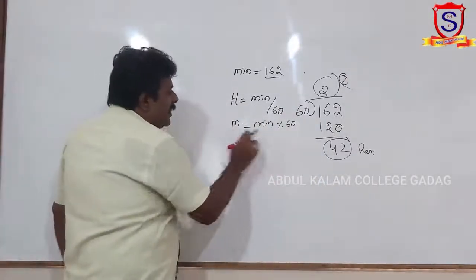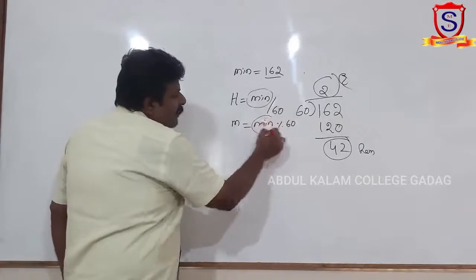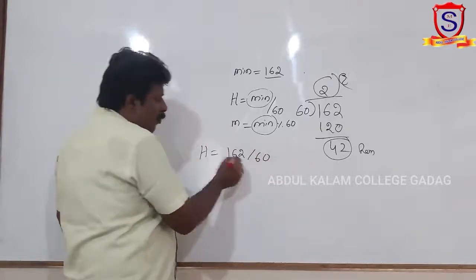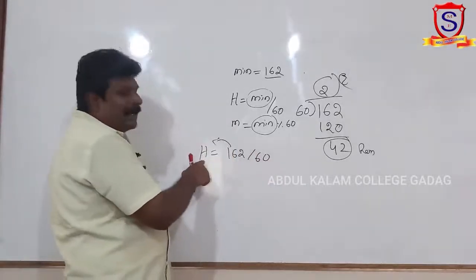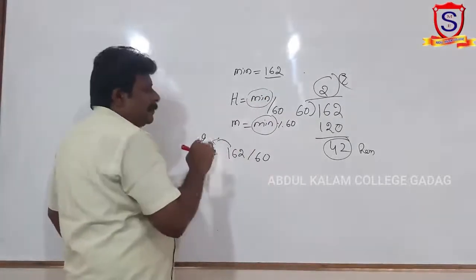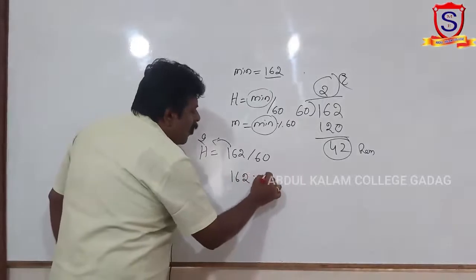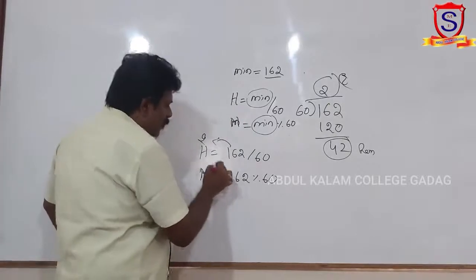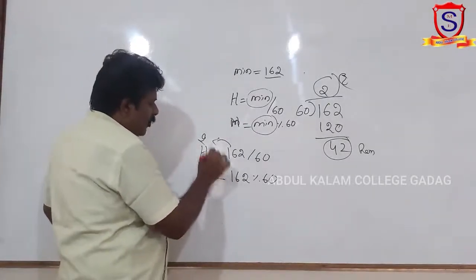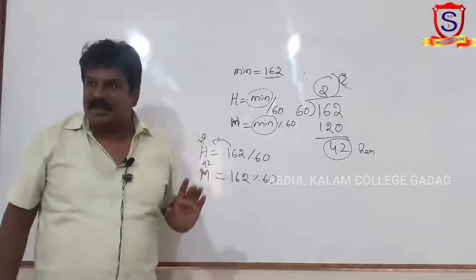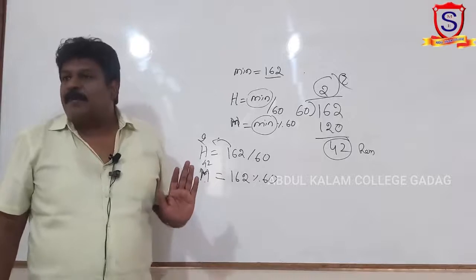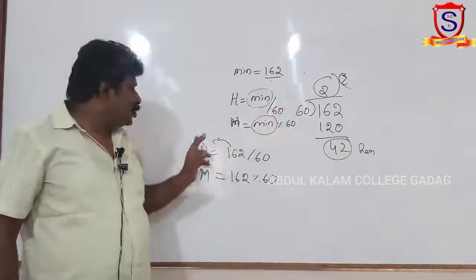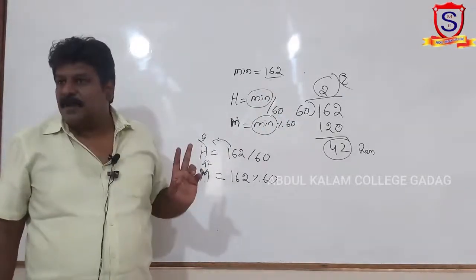So instead of writing min, if I put the values, I will say h equals 162 divided by 60. What will come over here? What will come in h? You will get 2. And if I write 162 modulus 60 under M, let me take capital letter M over here. M equals what? There will be 42. After the conversion, what would be the answer for 162 minutes? It will be 2 hours 42 minutes. Do you agree with this?